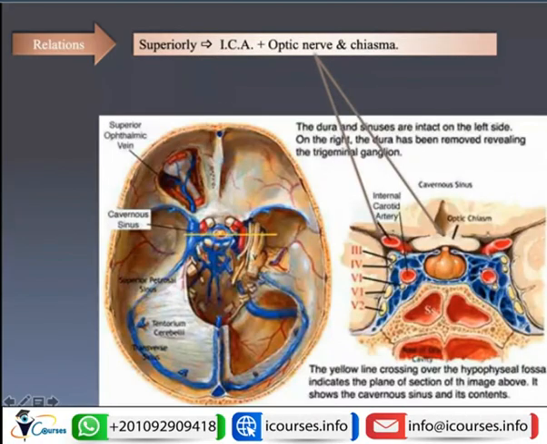Superiorly, above the cavernous sinus will be the internal carotid artery, the optic nerve, and the optic chiasma. So the chiasma is located above the cavernous sinus, and the internal carotid artery, you can see it is present superior and also present inside, and we will discuss this now. How come? Because it will be coiled upon itself. So on cut section, this is just before it enters the cavernous sinus, and this is after entering the cavernous sinus.